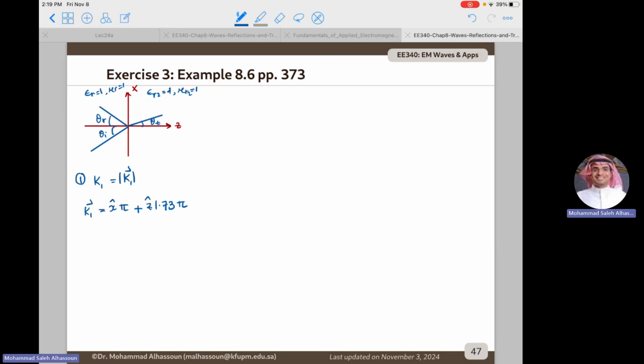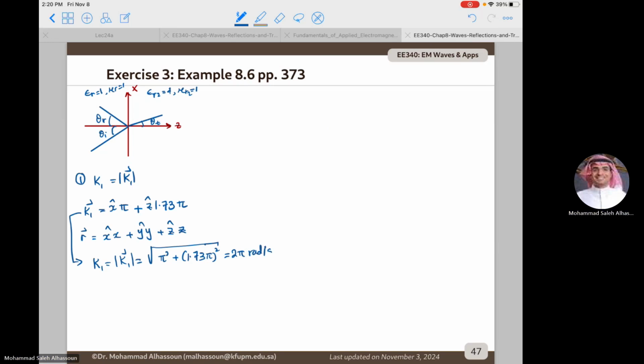The position factor, even though we don't actually need to compute it, is simply the general position factor x plus y plus z. Okay, so let's go back to k, the vector. Its magnitude will be the square root of pi squared plus 1.73 pi all squared, and this gives you 2 pi radians per meter. So the first part, K1, we determined.